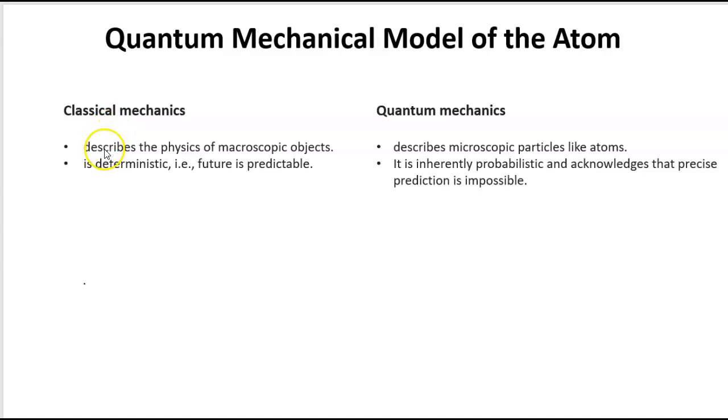In classical mechanics, we study the behavior, the nature, the movement of these macroscopic objects. Whereas in quantum mechanics, we study the same things about atoms and objects smaller than atoms, like electrons, protons, neutrons. Classical mechanics is very much deterministic. I mean, if you look at an object, you can determine where it is going, after how much time where it will be, or you can easily predict its future.